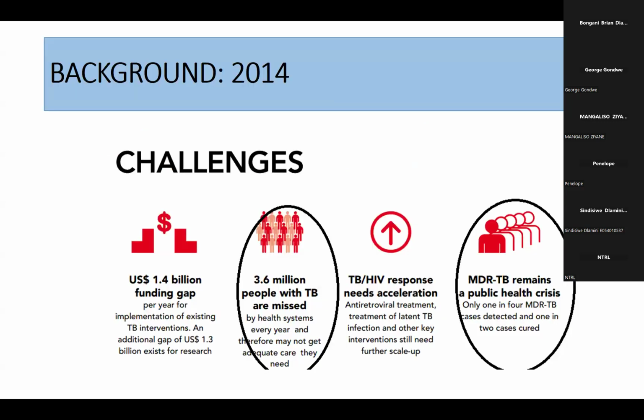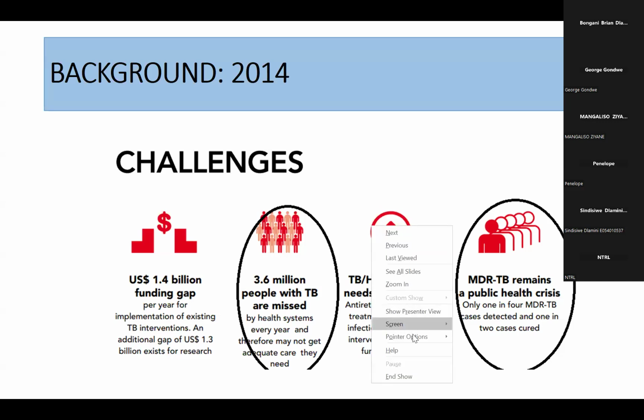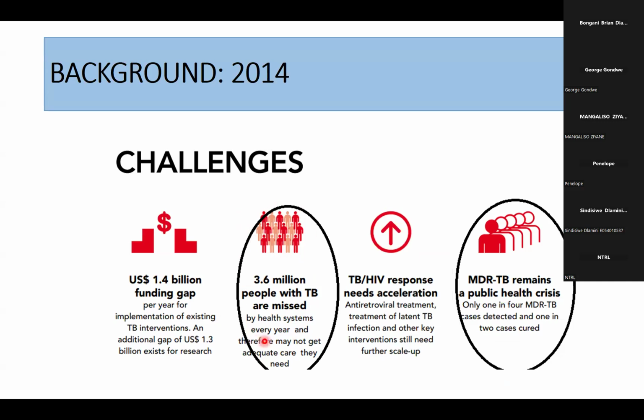Okay, colleagues, let's go to the background. Why are we really here? In 2014, the World Health Assembly was held, where they discussed the challenges related to TB. We can look at the areas where we've made some circles. Here in 2014, it was observed that 3.6 million people with TB are missed by our health systems every year. That is the main point I would like to bring to our attention.